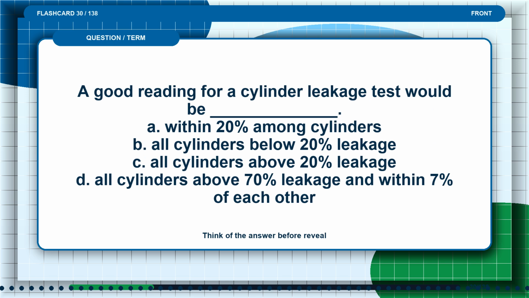Flashcard 30. A good reading for a cylinder leakage test would be blank. A, within 20% among cylinders, B, all cylinders below 20% leakage, C, all cylinders above 20% leakage, D, all cylinders above 70% leakage and within 7% of each other. Pause and think of the answer before the reveal.